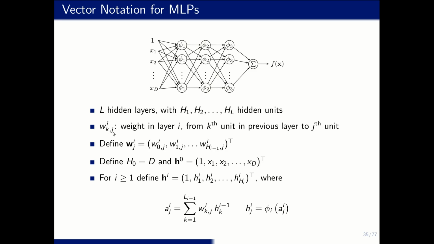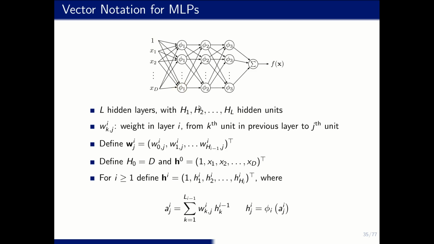As for the subscripts, K denotes the unit from which we get input, so where we come from, and J denotes the unit where we go, so where this weight feeds into. If we look at an arbitrary edge, for example this one which starts at the dummy unit and goes to the last unit here, then K would be 0, since the dummy unit has index 0, and J would be the number of units in this first layer.